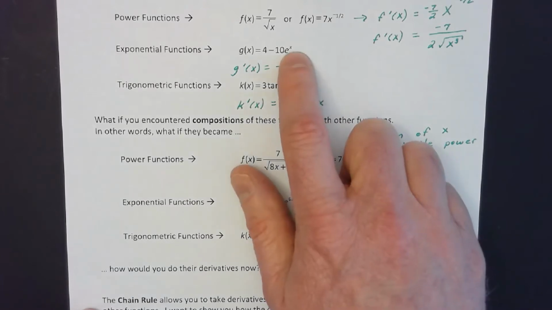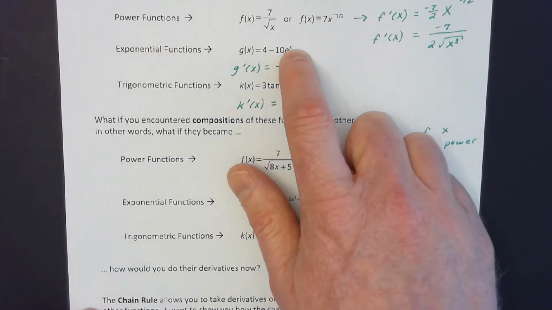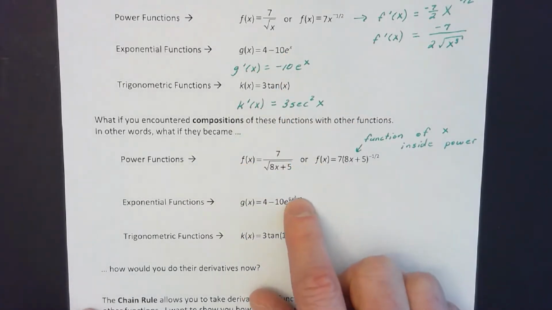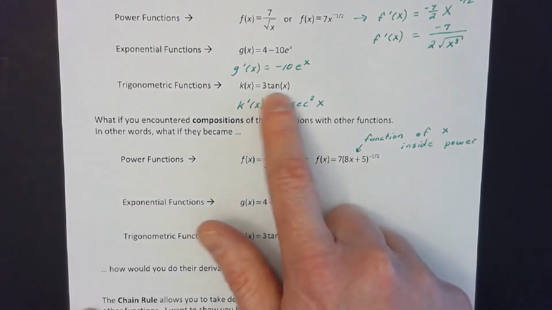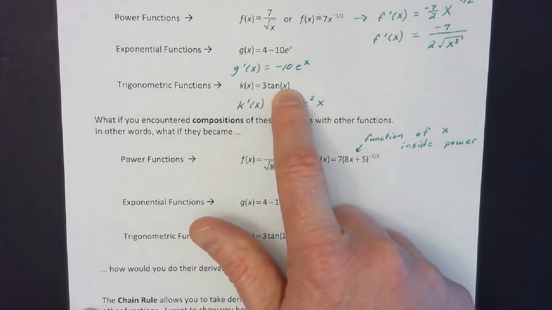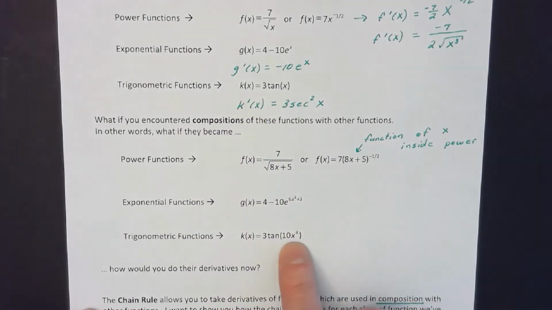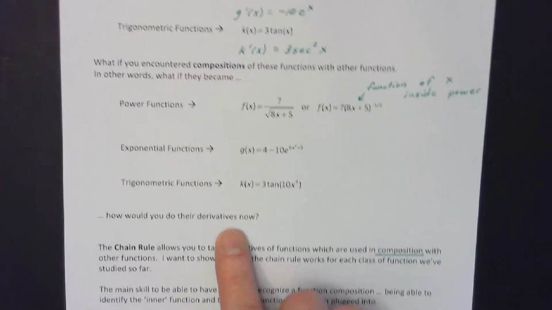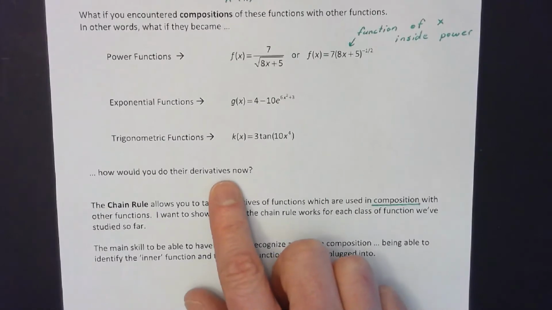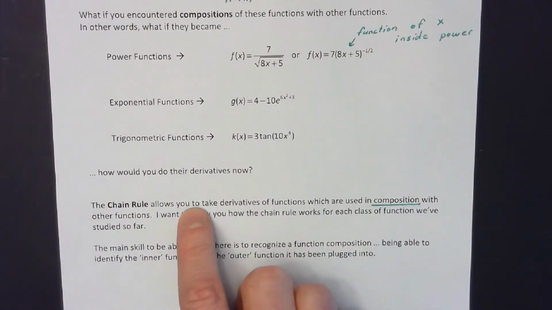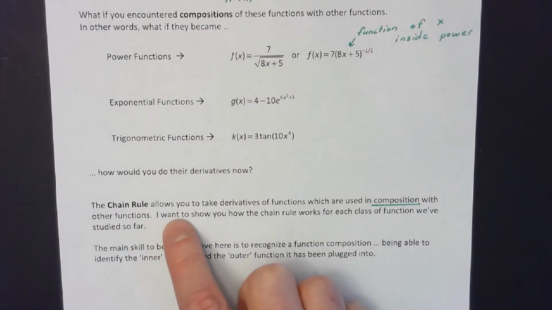Similarly, instead of just having an exponent of x in my exponential function, what if it had an exponent of 6x squared plus 3? Or what if my tangent function had a function on the inside of it instead of simply an x? Well, what if it had 10x to the 4th on the inside? So now we've got to think about how we're going to do derivatives of these types of functions. And the way that we're going to do that, the answer is the chain rule.